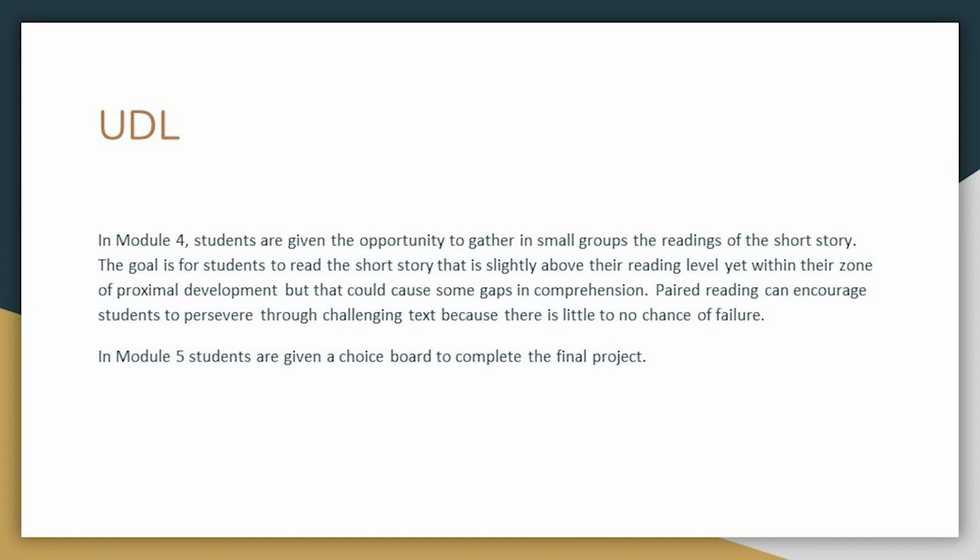This unit encompasses the universal design for reading. Students are given the options to do peer readings, they are doing some group work, and they have a choice board. So they're given choices about how they want to complete the final project in Module 5.